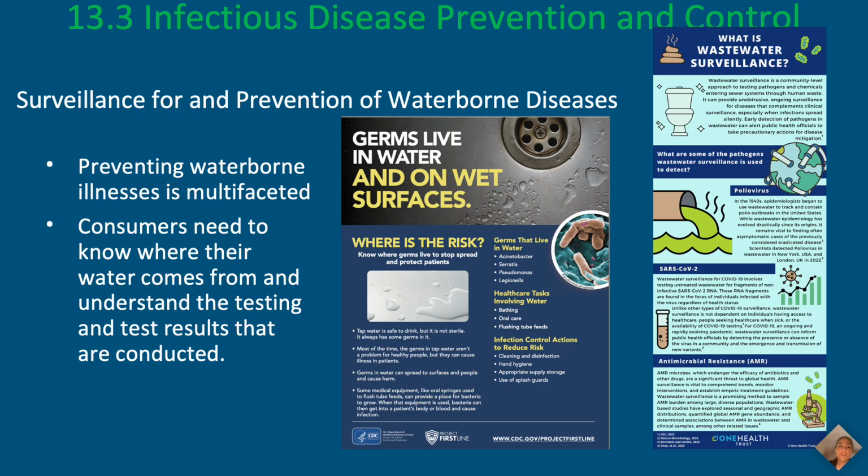So when we think about surveillance for prevention of waterborne diseases, this means preventing waterborne illnesses. It's really multifaceted. Consumers need to know where their water comes from, right? Do you know where your water comes from? That's the question. And understand the testing and test results that are conducted. Community water systems often use groundwater and are regulated by the EPA. Sometimes the water systems are unsafe, as they were in Flint, Michigan. So if you have not heard about the Flint water crisis, please look it up.